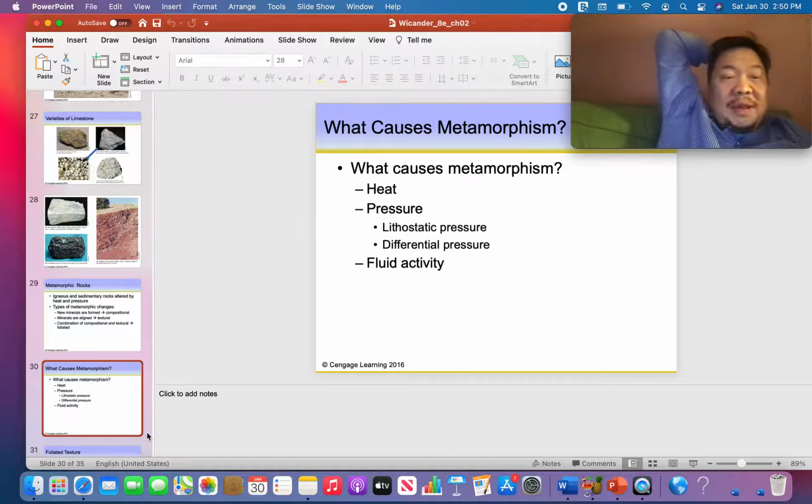If you want to learn more about sedimentary rocks, you could take physical geology this summer.